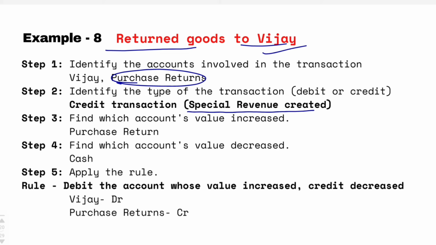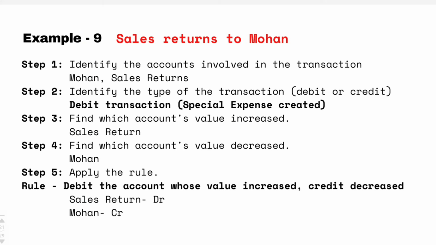Okay, so you should be thinking of this as a credit transaction. Whose value increased? Purchases returns value increased. And naturally, the other one, it's not cash, it is Vijay. Vijay's account's value naturally decreased. So if it is a credit transaction, we credit the account whose value increased, and debit the account whose value decreased. Whose value increased? Purchase return. So credit purchase return. Whose value decreased? Vijay. So debit Vijay.